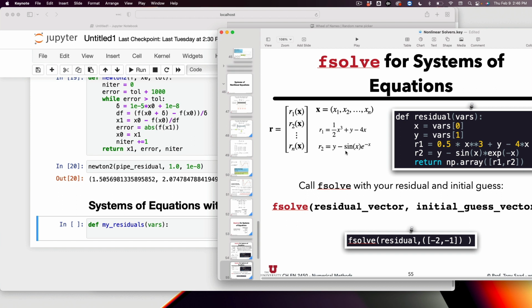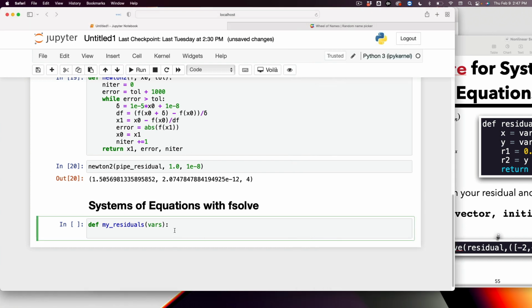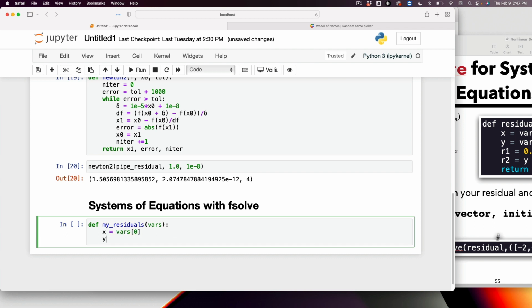So I'm solving these two residual functions. R1 is 1/2 x cubed plus y minus 4x. And R2 is y minus sine x e to the minus x. I choose to treat my vars this way: the first value in vars is going to correspond to x, and the second value is going to correspond to y. You make that choice. x is equal to vars 0, and y is equal to vars 1.